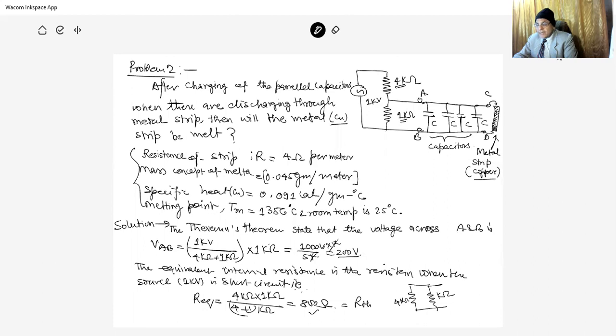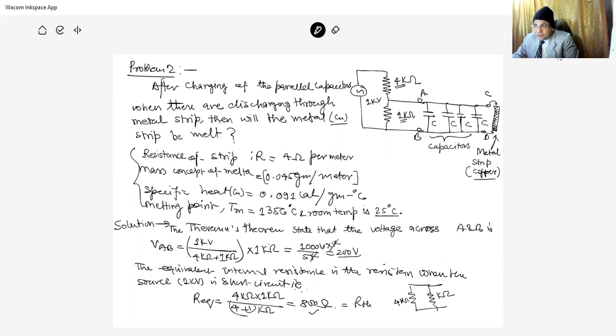Mass of the metal is 0.045 gram per meter. Specific heat of Cu is 0.091 calorie per gram centigrade. Melting point of copper is 1356 degree centigrade, and the room temperature is 25 degrees centigrade. So these are the parameters through which we have to find out whether the metal strip will melt after the discharging of the capacitors through the metal.